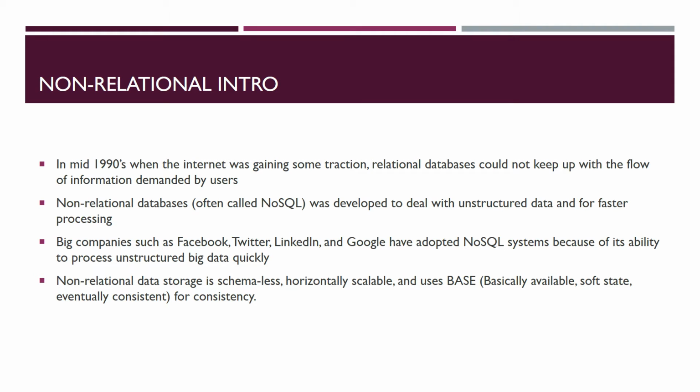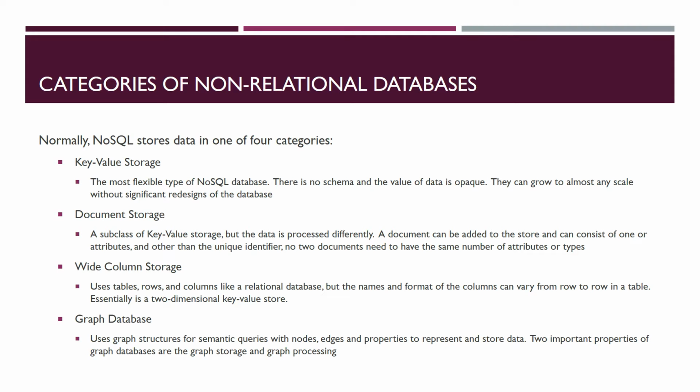All right. And then there's several categories of non-relational databases, and the most common and basic one is key value storage, and there's no need for schema. It's all opaque. It can grow super wide without needing any significant redesigns. Basically, a key value storage is like a dictionary data structure, sort of.